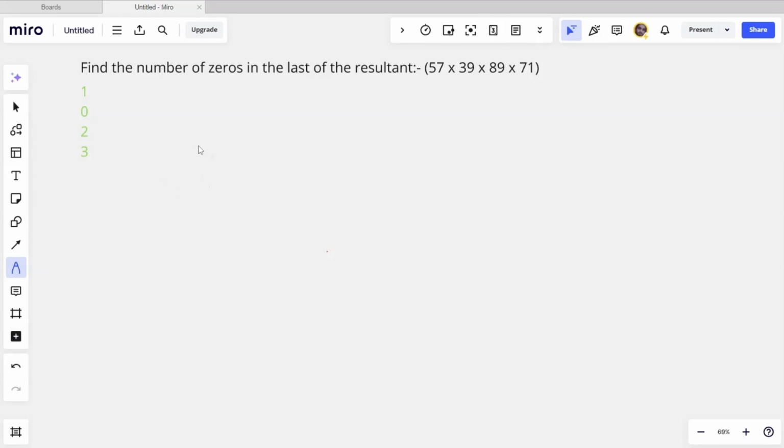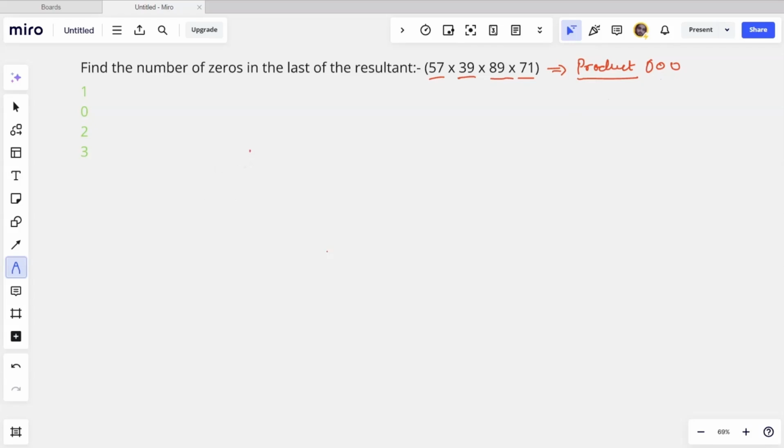As you can see, this is our question: find the number of zeros at the end of the resultant. Basically it is saying that if we multiply 57 into 39 into 89 into 71, definitely we will have a product. When we solve this, we will have a number as a product. It is asking how many zeros are at the end of the product.